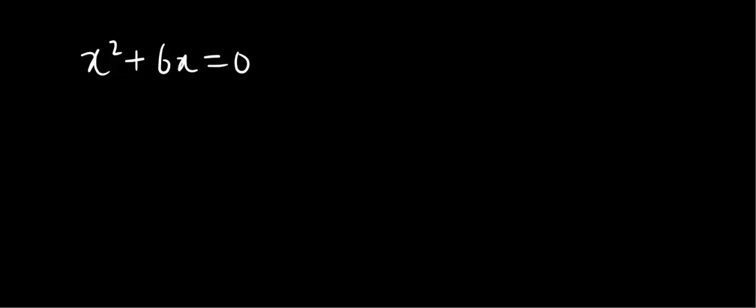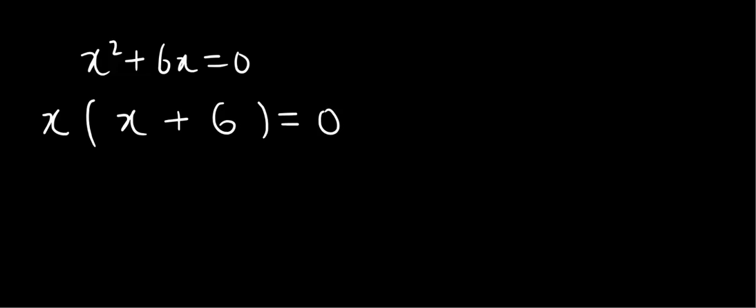So step 1, we're going to factor out the greatest monomial factor, and that is x. So in the parentheses, we have x plus 6. Don't forget equals 0. Now we're going to use zero product property.